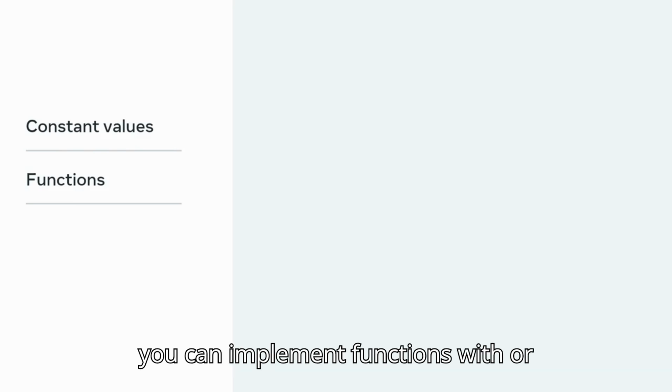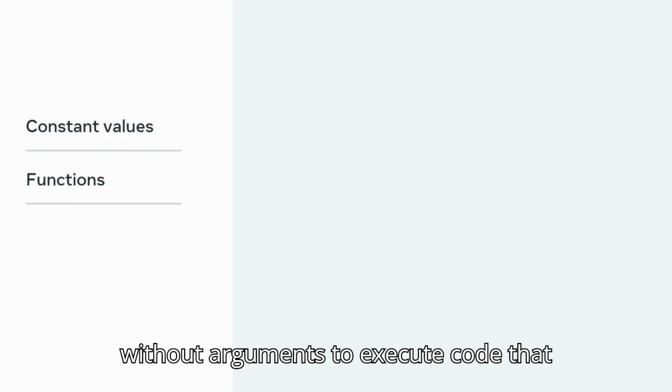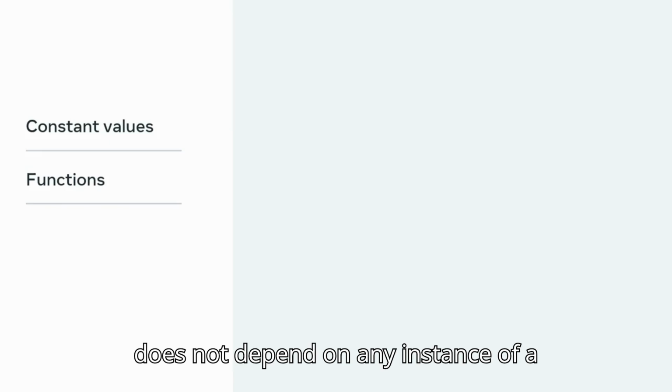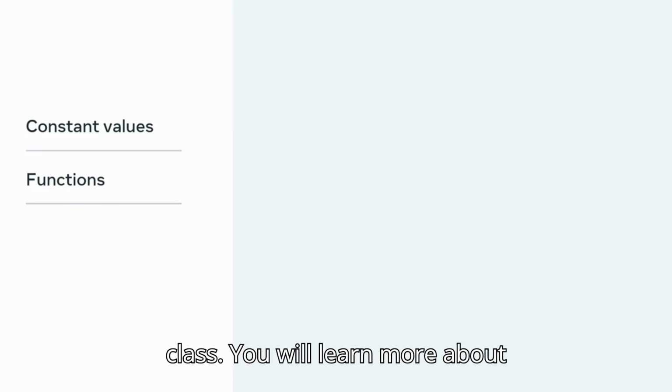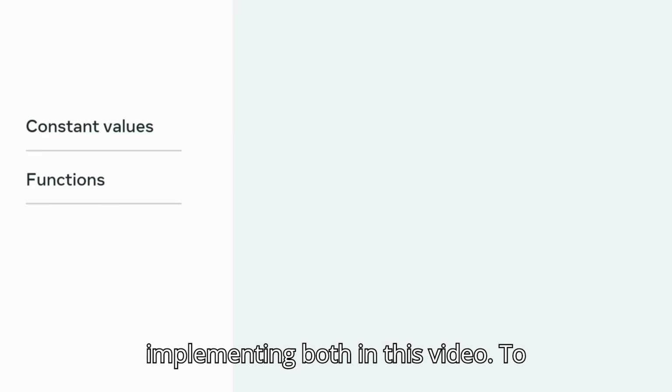Similarly, you can implement functions with or without arguments to execute code that does not depend on any instance of a class. You will learn more about implementing both in this video.